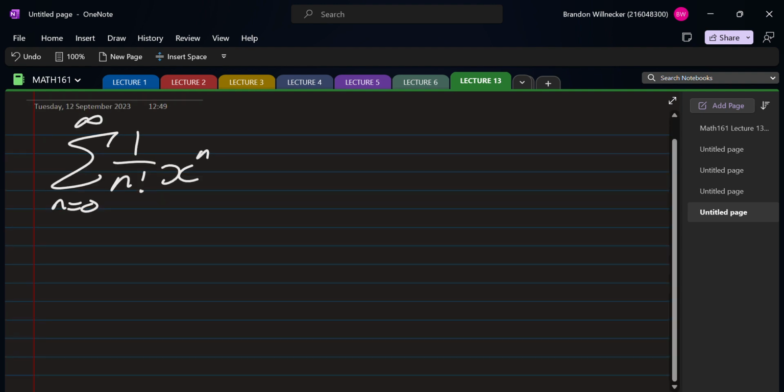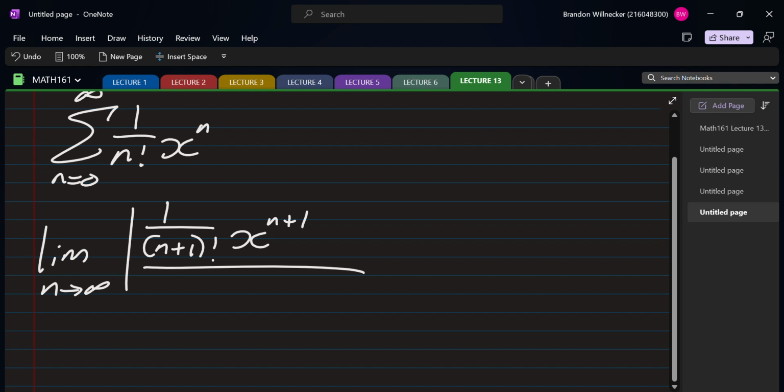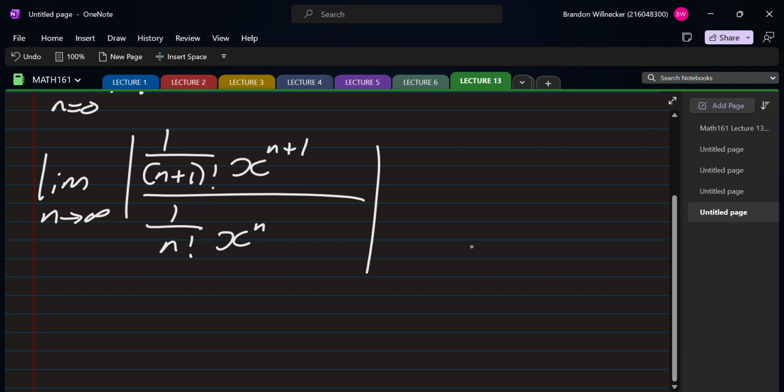So let's say we had this one, the sum n equals 0 to infinity, 1 over n factorial x to the n. So we've got another factorial there. If we want to see where this converges, we can take the limit as n goes to infinity of 1 over n plus 1 factorial, x to the n plus 1. So that's the n plus 1 term, divided by the nth term, 1 over n factorial, x to the n. We can clean this up a bit.